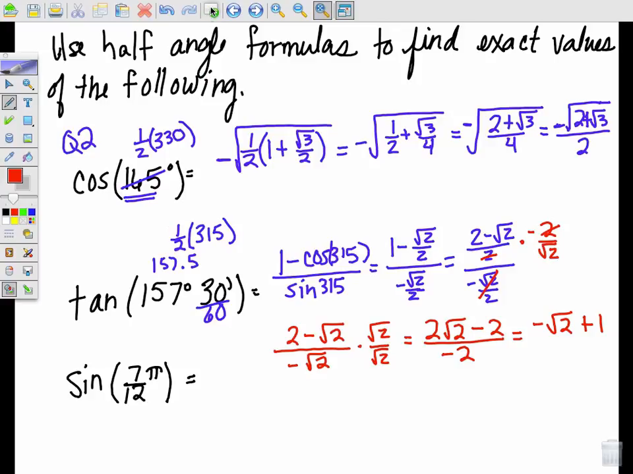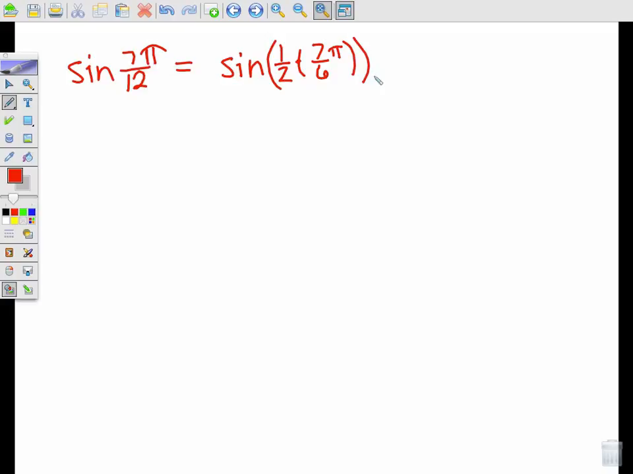All right, we're going to do one more here, sine of 7 pi over 12. Find another page for this. Sine of 7/12 pi. Well, if we want to do this by doing a half angle, then I'm going to do sine of 1/2 of 7/6 pi.